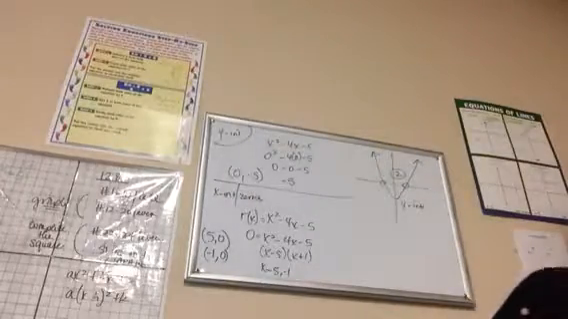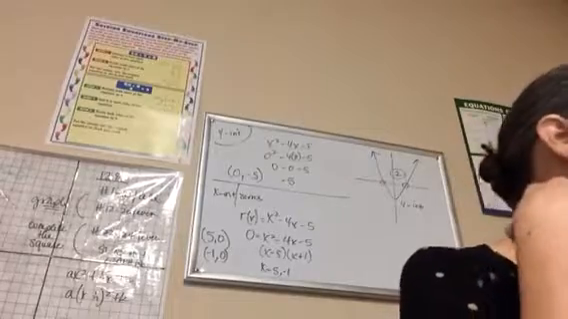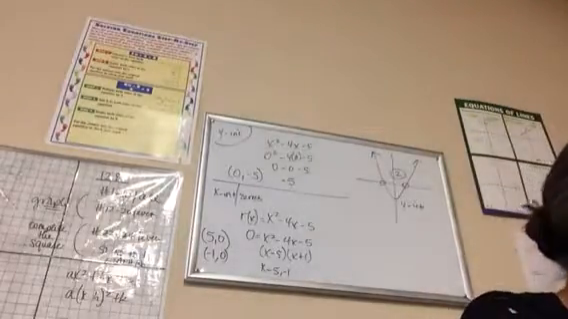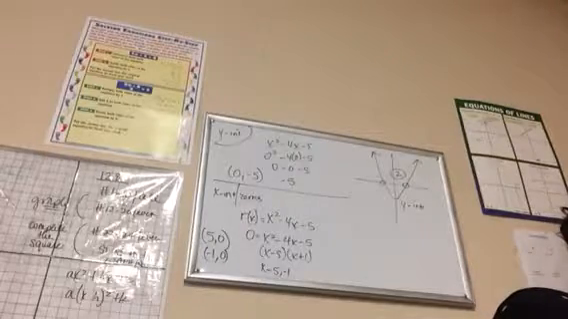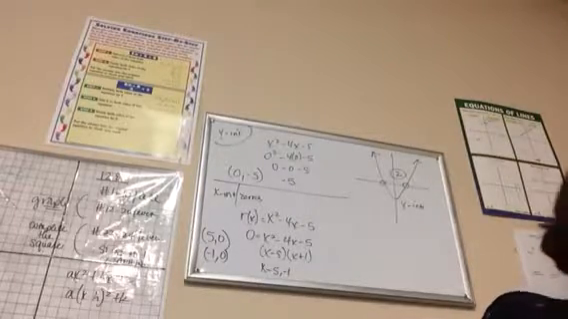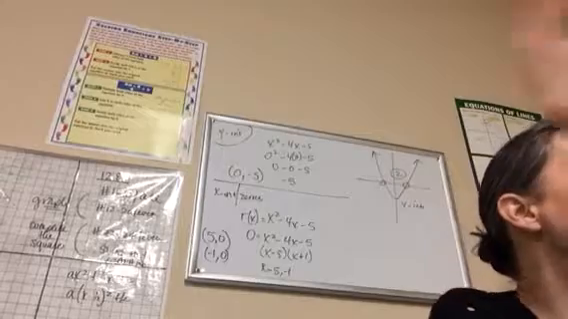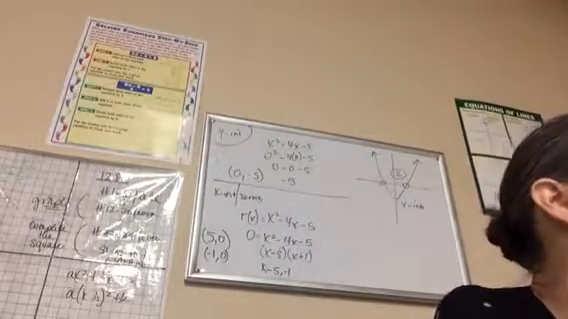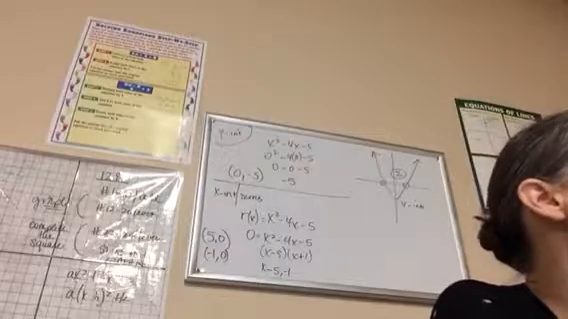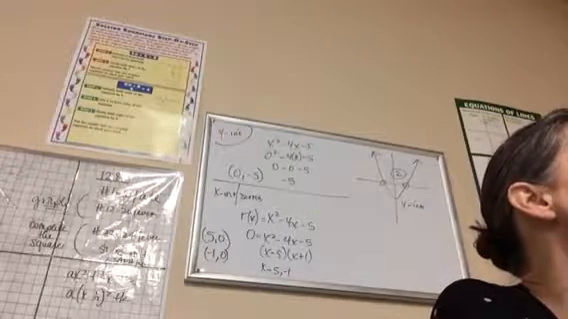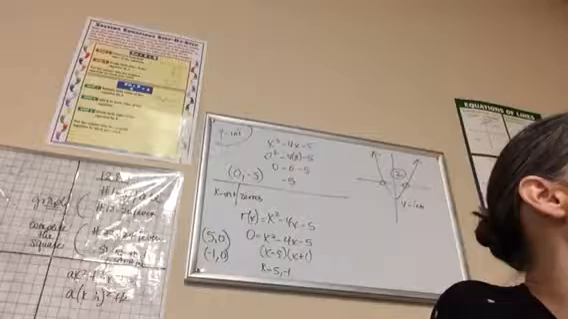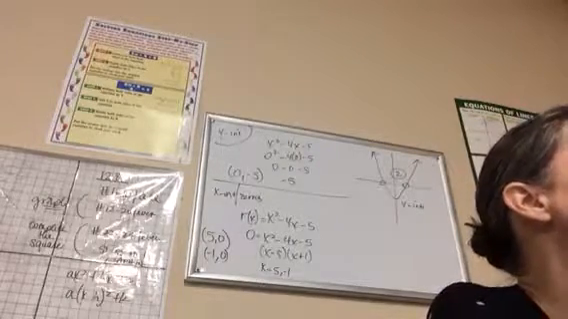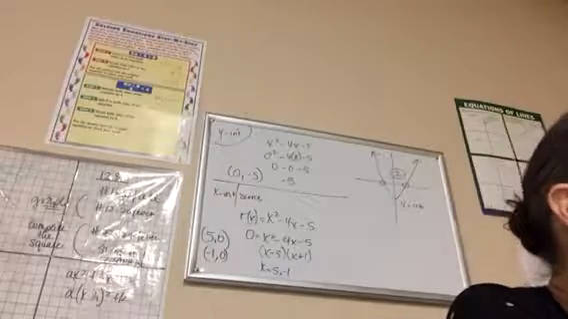Look at the first graph. There's one y-intercept. Where is our parabola intersecting the y-line? At negative 5, correct. There are 2 x-intercepts. Where's it intersecting the x-line? Negative 1 and 5. So we could say the zeros of that function are negative 1 and 5. Look at the second graph. Where's it intersecting our y-axis?